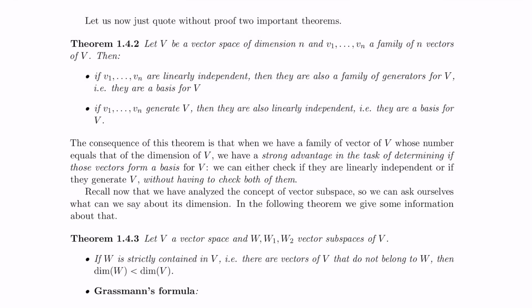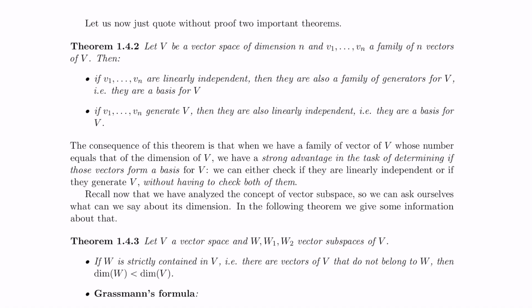Let's consider a vector space V of dimension n and exactly n vectors of V. Then it happens that if these vectors are linearly independent, then they are also a family of generators for V. That is, they are a basis for V. On the other side, if v1, ..., vn generate V, then they are also linearly independent. That is, they form a basis of V.